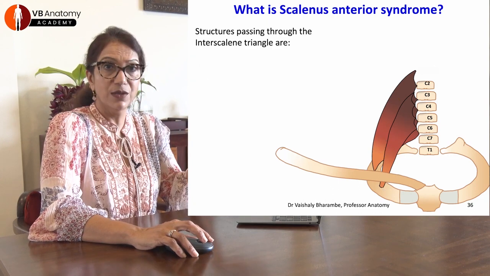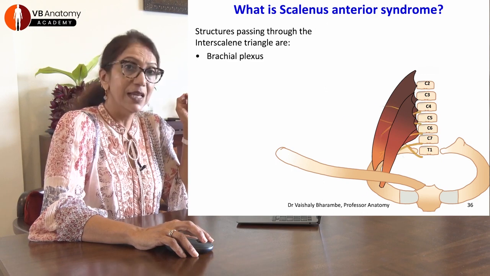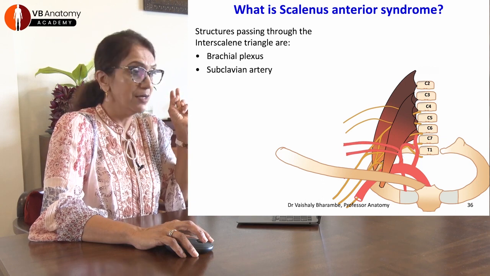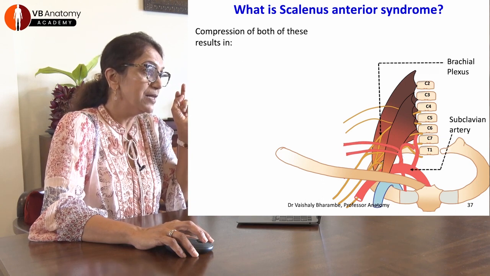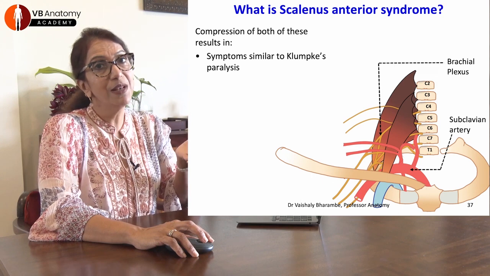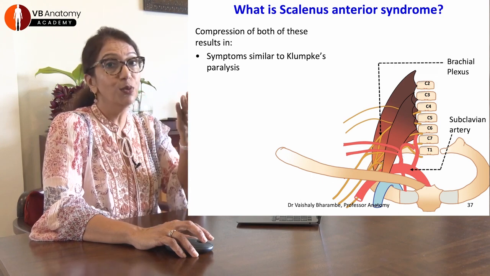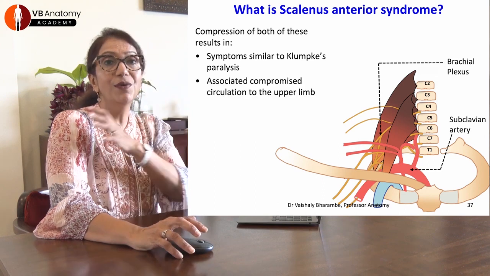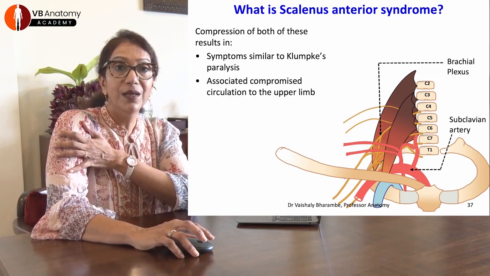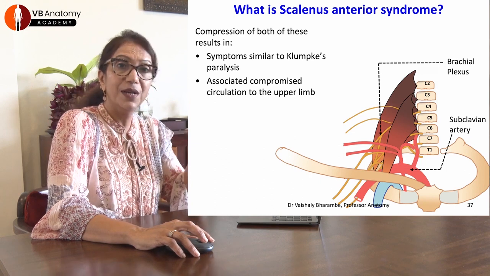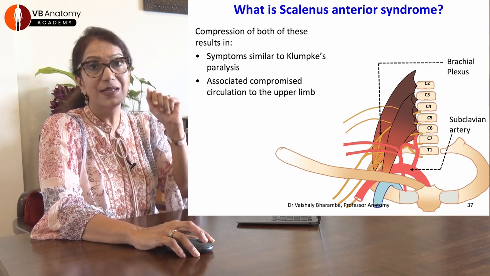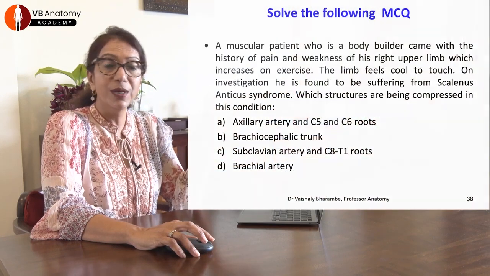Question, what passes through? Brachial plexus? Yes. Subclavian artery? Yes. So both will be compressed. What will happen if the brachial plexus is compressed? You will have symptoms of Klumpke's paralysis, because the lower roots are compressed. What will happen if the subclavian is compressed? You will have a cold limb. Okay. So this kind of condition is called Scalenus anterior syndrome because that's the muscle that has caused the symptoms. Right. So let's come to one more MCQ.